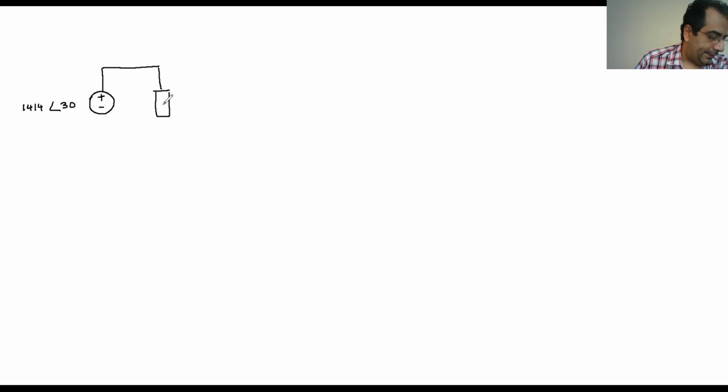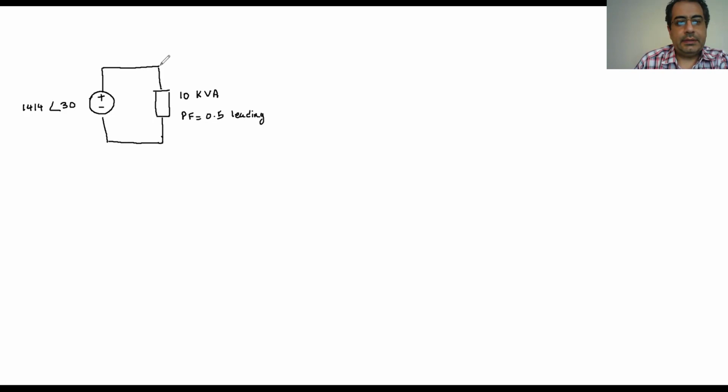That load is 10 kVA with a power factor of 0.5 leading. So this one, and then there is a second load here.